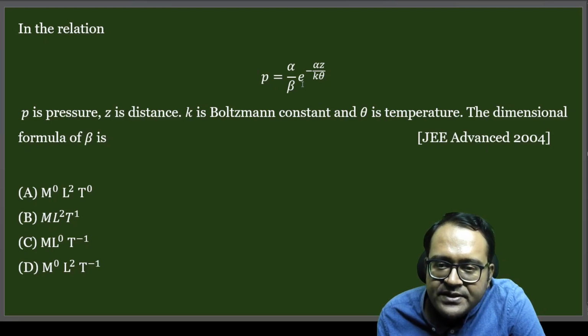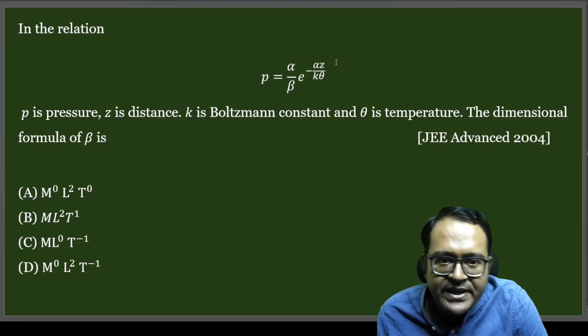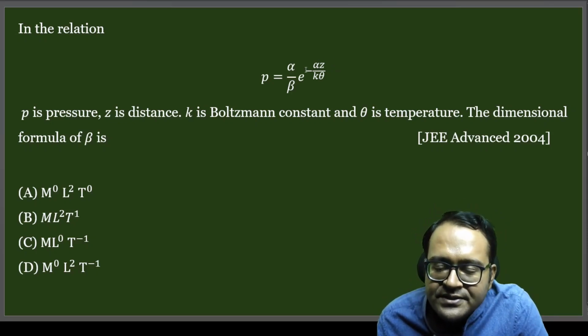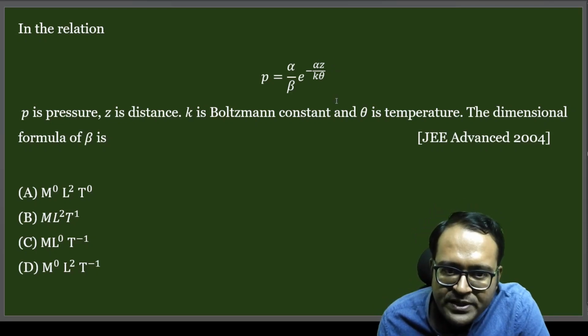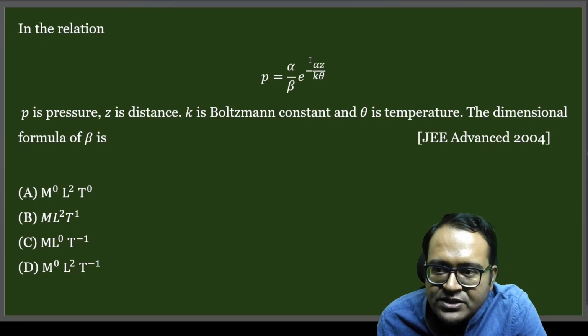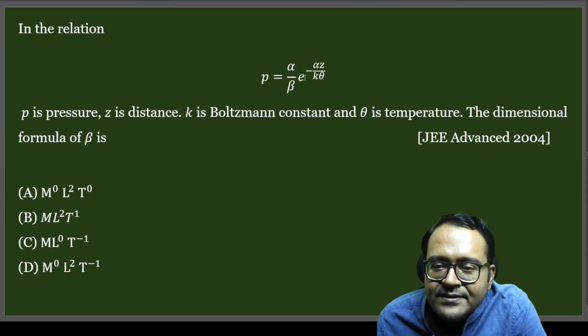See, if I have e to the power minus alpha z by k theta, anything inside the exponential should be dimensionless. Anything inside exponential should not have any dimension. So my alpha z by k theta will not have any dimension. So e to the power, this whole thing does not have any dimension.